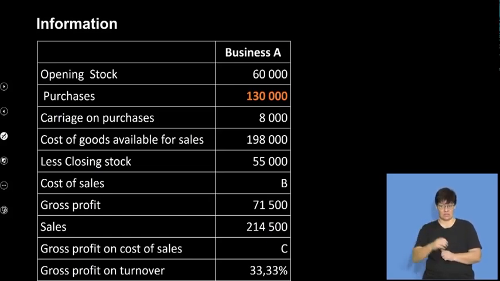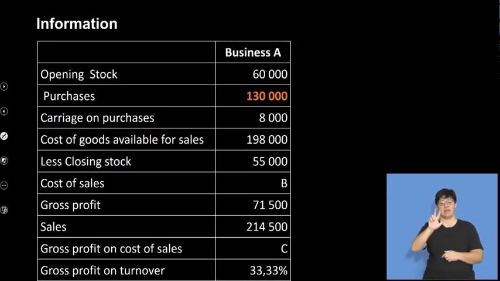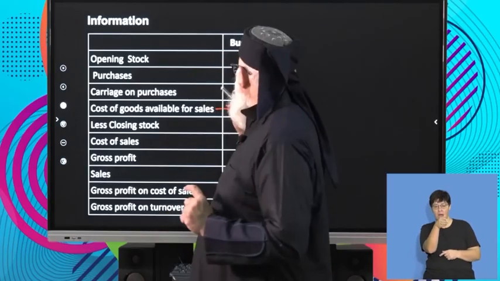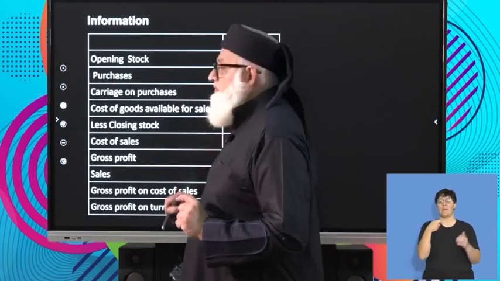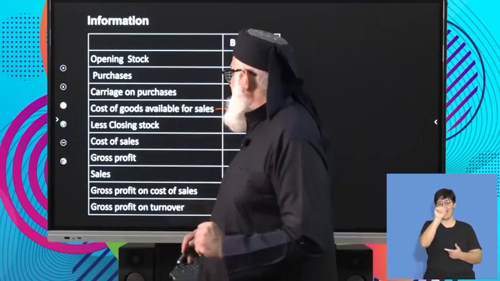Let's check that on the calculator so we know absolutely that what we are doing is correct. So we go 60,000, right, plus 130,000, plus 8,000 will give me 198,000. And that's the figure that was given to me. So in this way, I calculated my missing component, and my missing component there was my purchases figure, which was denoted as A. Right, okay.